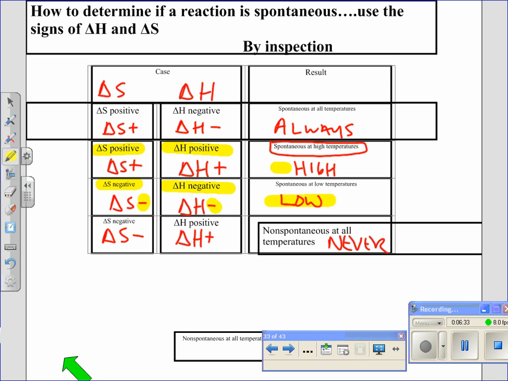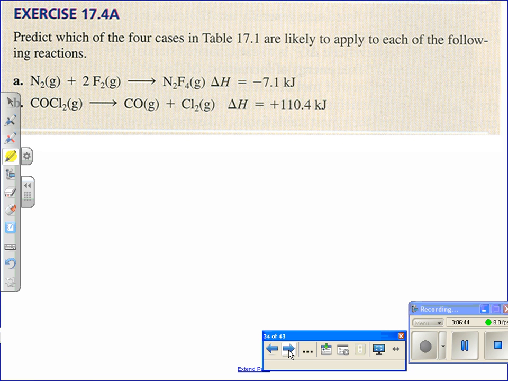So the only time you really can draw an inference about something being spontaneous at certain temperatures is when the signs are the same. So positive, positive, high temperatures; negative, negative, low temperatures. So look right here. They want to know which cases. This is by an inference.